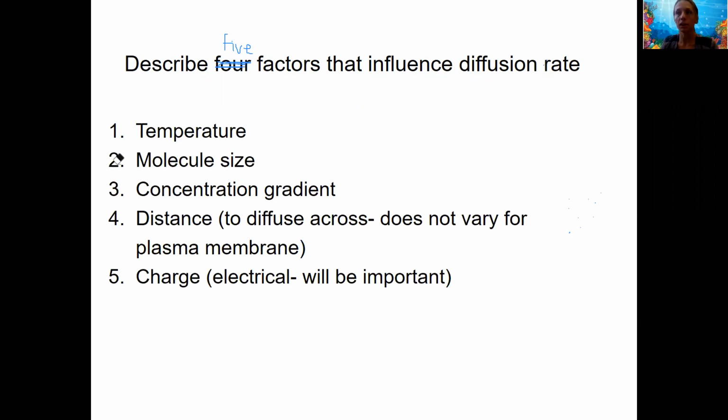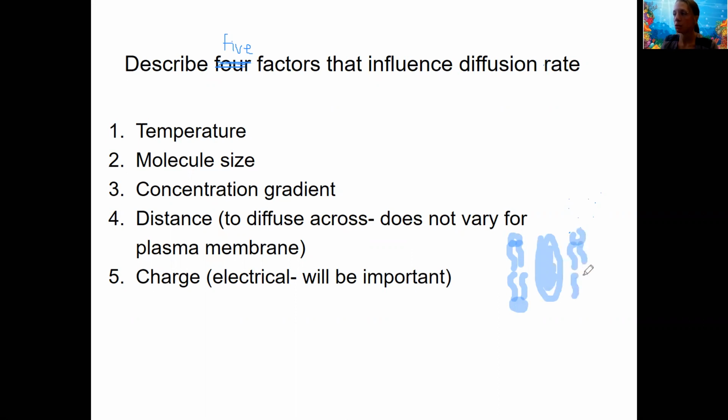Molecule size, that's the one I just said. Concentration gradient, so the size of the difference across the membrane. We'll see some examples of very big gradients in the future. Distance, so the thickness of the membrane. This doesn't vary for the plasma membrane because the plasma membrane always is about the same thickness, because the plasma membrane always looks like this, might have proteins in there too.